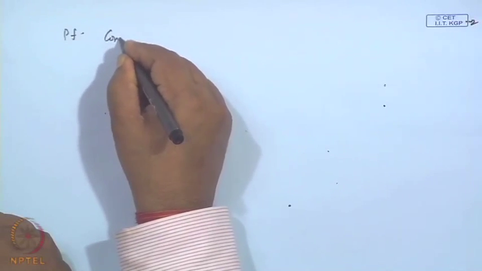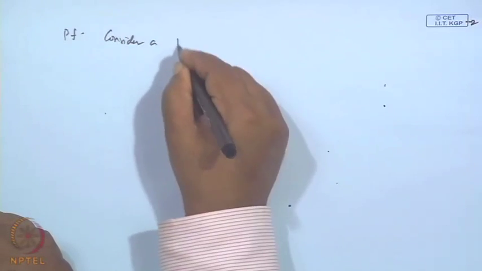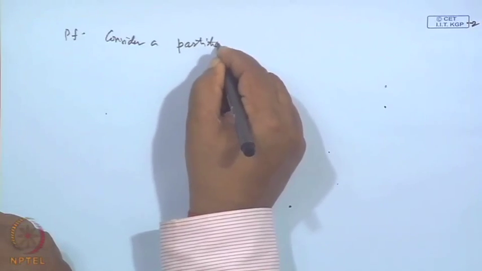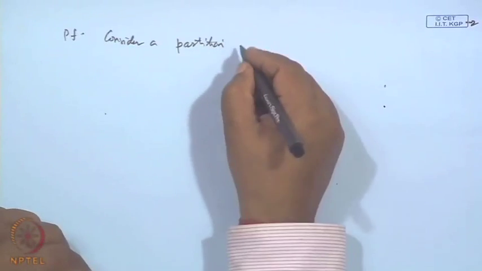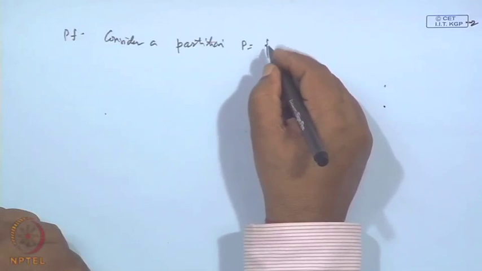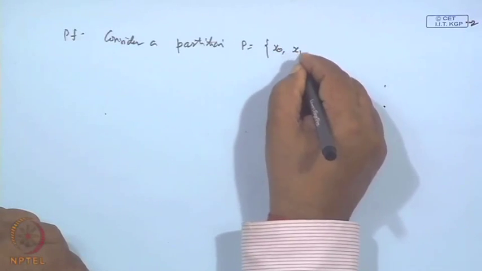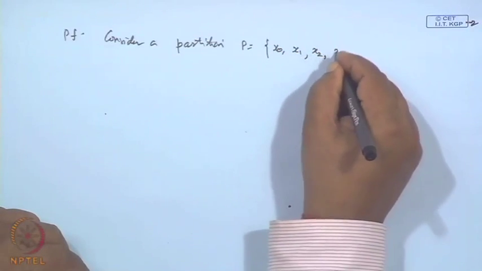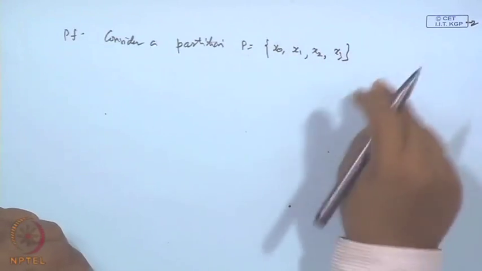Okay. So, let us consider a partition P having the points, suppose x0, x1, x2, x3. It may have more points, but just for simplicity I am taking these, and the result can be extended when there are many other points involved in between a and b. Okay.